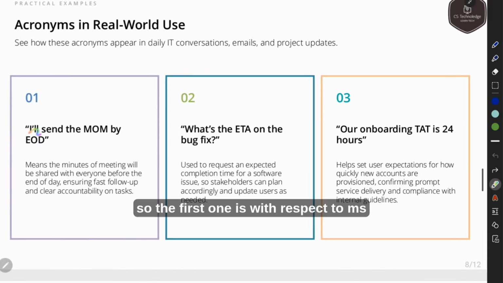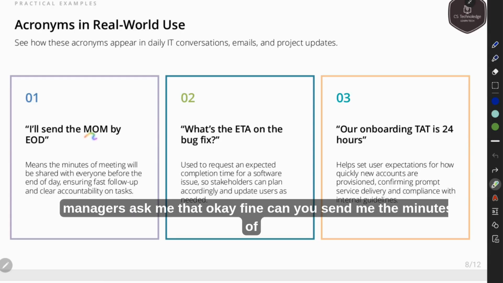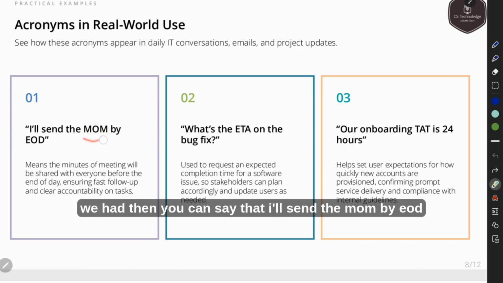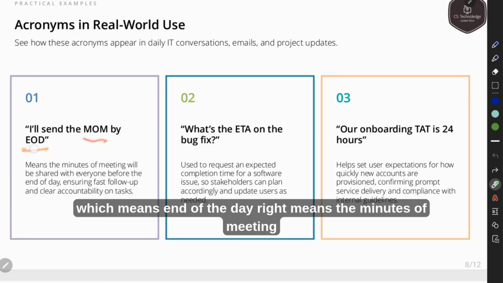The first one is with respect to MOM. Here is an example: I'll send the MOM by EOD. Let's say my manager asks me, can you send me the minutes of meeting of the XYZ meeting which we had? Then you can say that I'll send the MOM by EOD, which means end of the day.